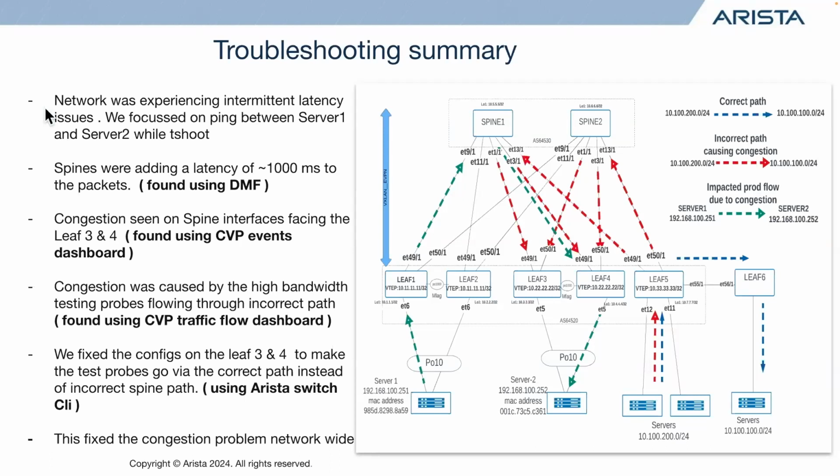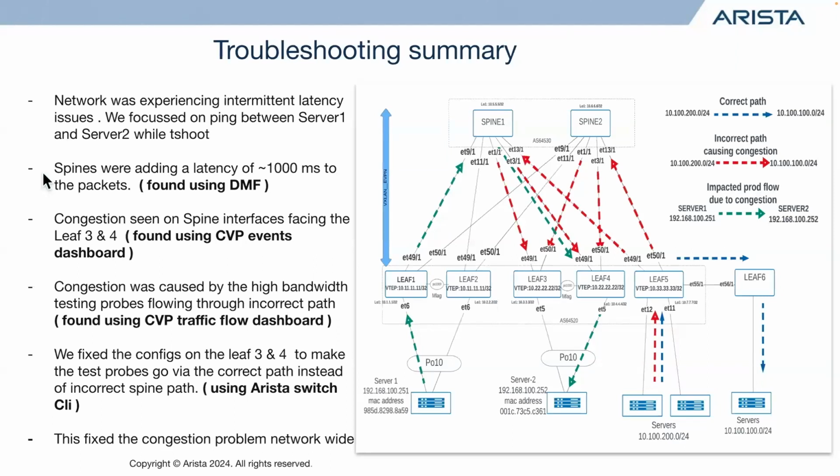And we were focusing on ping flow between server 1 and server 2 because that was also impacted. Okay, and then later we identified spine devices were the ones adding this latency on the packets while forwarding them towards LE3 and LE4. And we figured it out with the help of DMF packet recorder node packet captures.